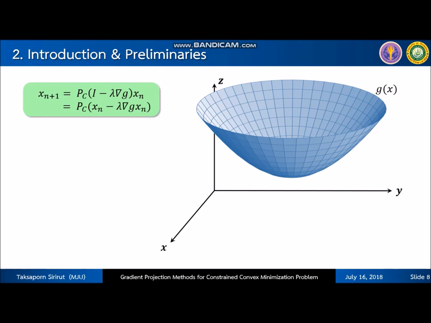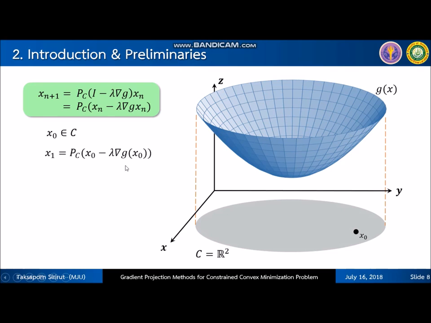Next, we will show how to use the iteration to find a minimizer of function g. In the methodology, we start at x0 in C, and x1 is the composite function of PC and I minus lambda gradient of function g at x0. See the picture? The gradient of function g at x0 has the same direction as the normal vector. In Thai language, we say vector ตั้งฉาก 1 หน่วย, and it is minus lambda gradient of function g at x0. And we get the red vector. It is the resultant vector of the x0 vector and this vector.